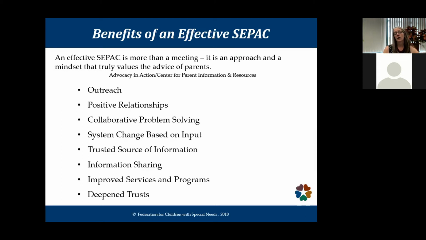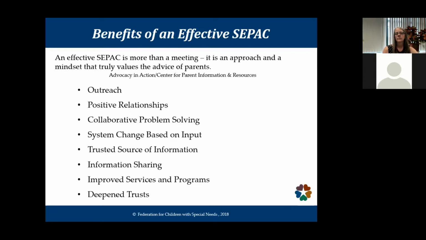They're a great conduit for information. So if there's a change in the system or change in the way some of the services are going to be delivered, CPACs are great to be that information exchange. So information can go down from schools to families and also up from families to schools. They're that conduit. Hopefully we're getting improved services and programs as a result of all this collaboration.